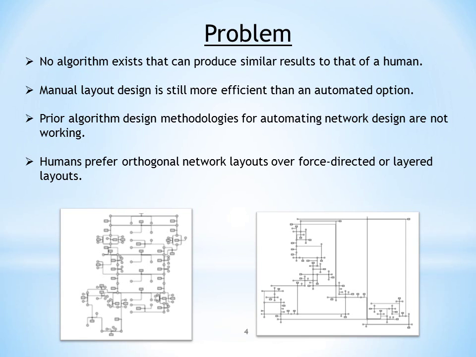Problem. Although scientists have shown interest towards automatic network layout design over the years, there still does not exist an algorithm that can produce results comparable to that of a human. It is hard for many to accept the fact that even today, manual network layouts are still more efficient than using a computer algorithm. I will discuss the problems associated with the automation of orthogonal network layouts.